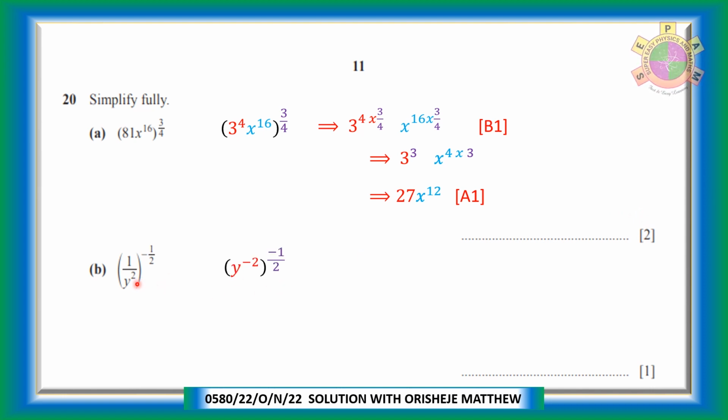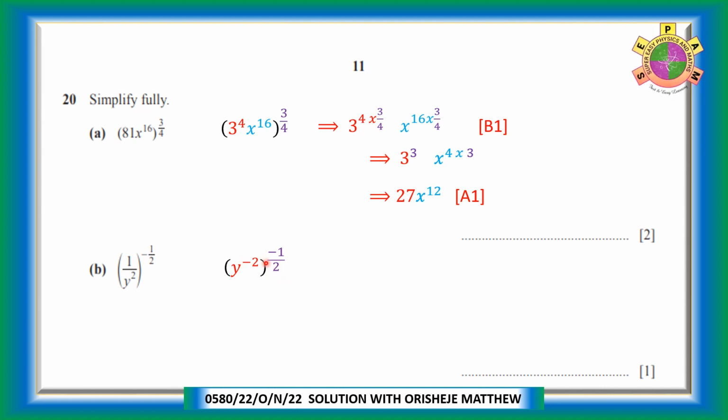Then B. Now 1 over y square, remove the fraction. So indices, any number at the bottom, if you take it to the top, becomes -2. So y raised to power -2 all raised to power half. Half is the same thing as square root.